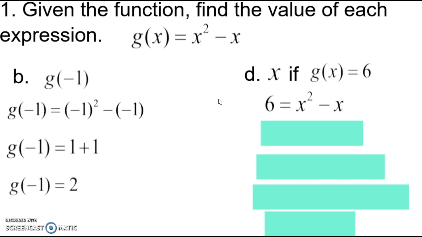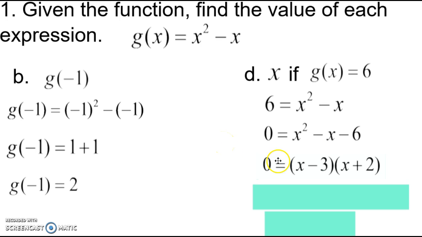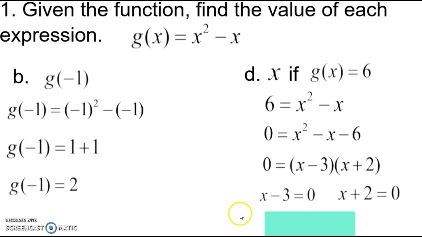In order to solve a quadratic equation, you must first set it equal to 0. So we subtract our 6. And then we can either factor or use the quadratic formula. I have factored this equation for us to x minus 3 times x plus 2. Using our zero product property, we set each of these expressions equal to 0. And then we can solve by adding 3 and subtracting 2. So our answers here are 3 and negative 2.